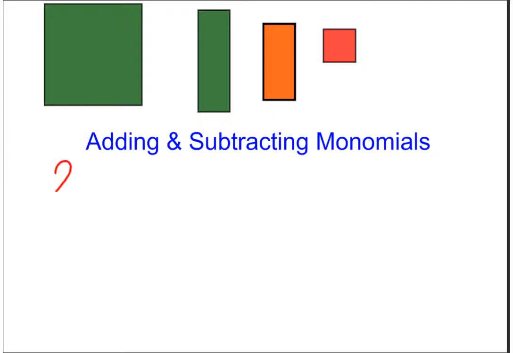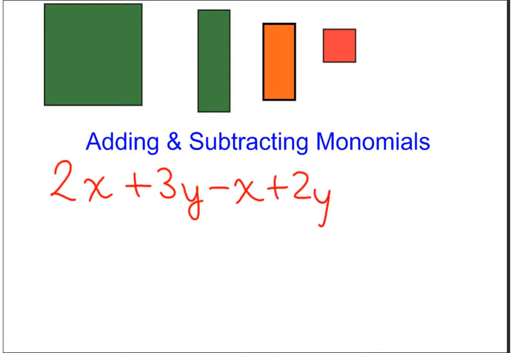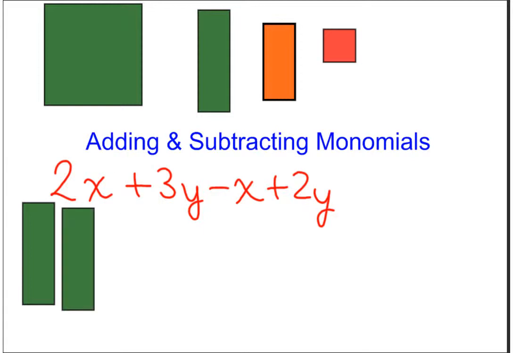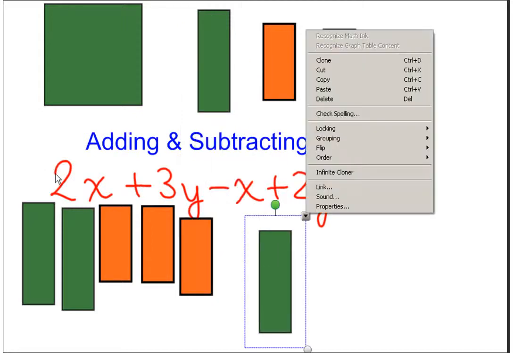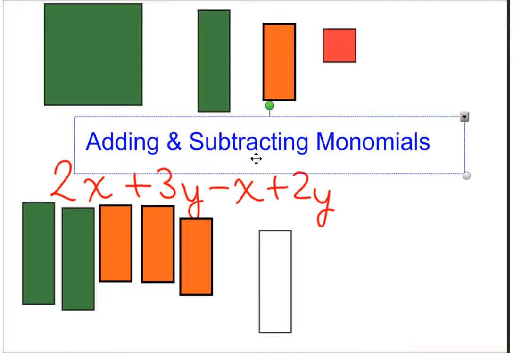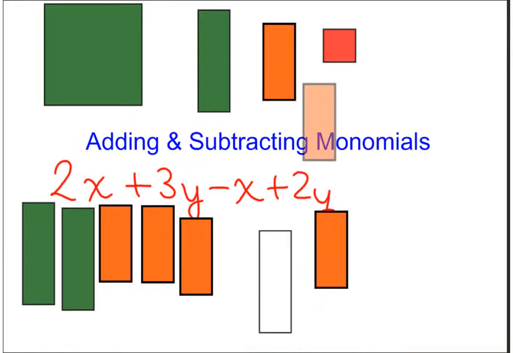Alright, let's go with 2x plus 3y minus x plus 2y. So, using algebra tiles, here we go. Well, 2x, we know looks like this. 3y looks like this. Negative x looks like this. And finally, 2y, here we go.